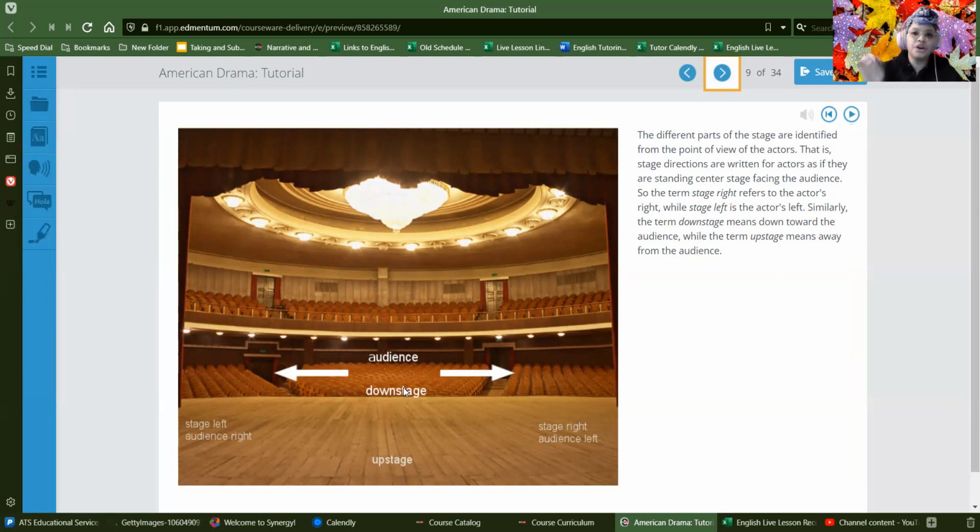Downstage is towards the audience. And upstage is the back of the stage. If you don't think you're going to remember this, make sure to put it in your notes. I wrote it down in my notes when I was reviewing this lesson.